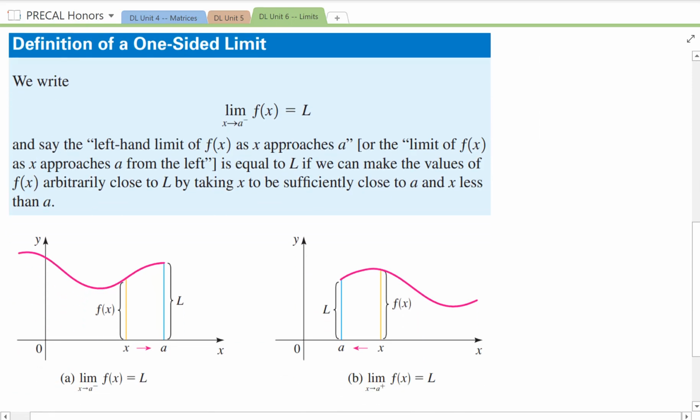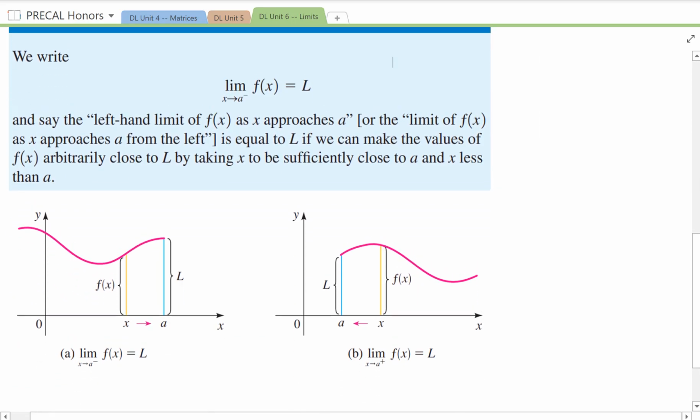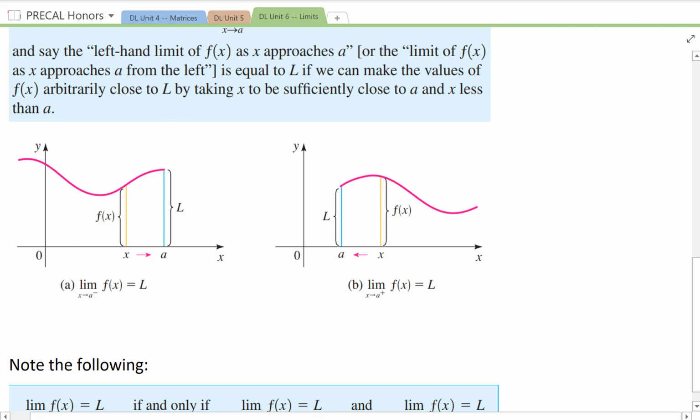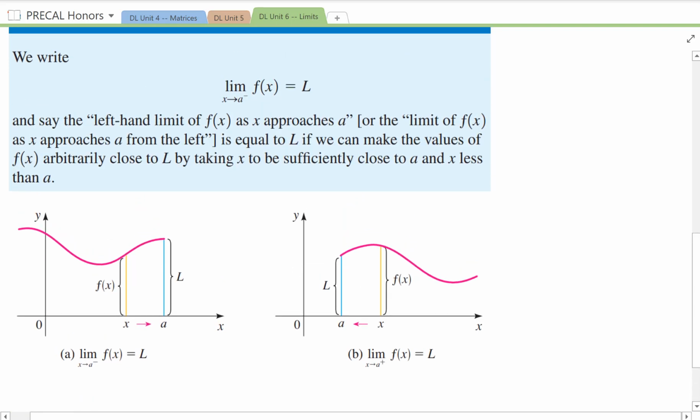Definition of a one-sided limit. Here we have the left-hand limit of f of x as x approaches a, or you can say the limit of f of x as x approaches a from the left. To find a left-hand limit, you take values approaching a from the left side, values that are less than a, and then to find a right-hand limit, you take values that are slightly larger than a, approaching a from the right side.